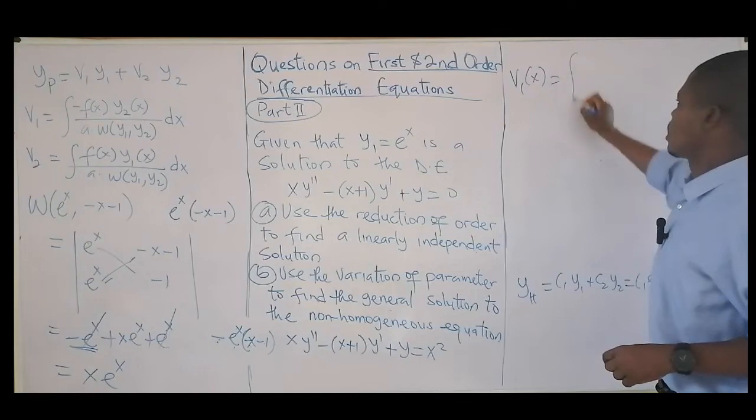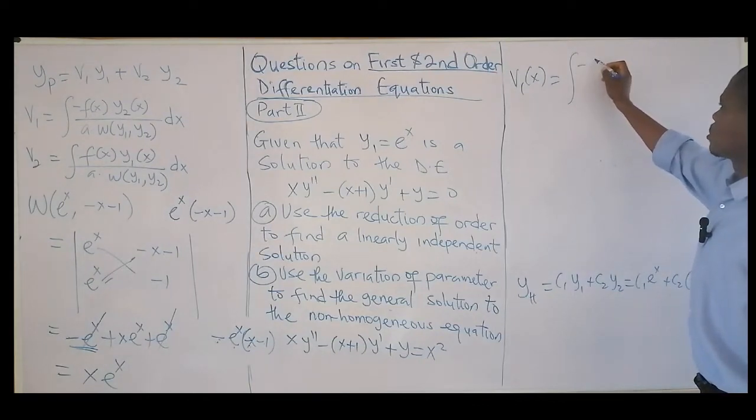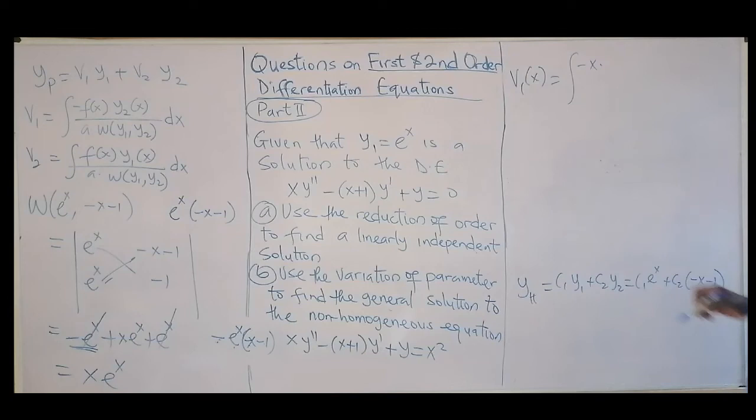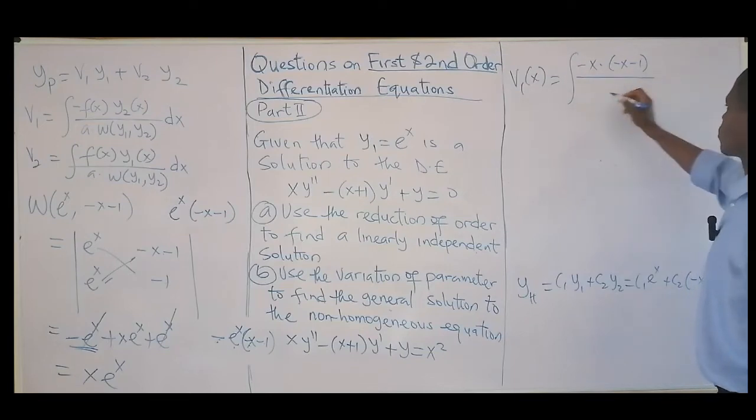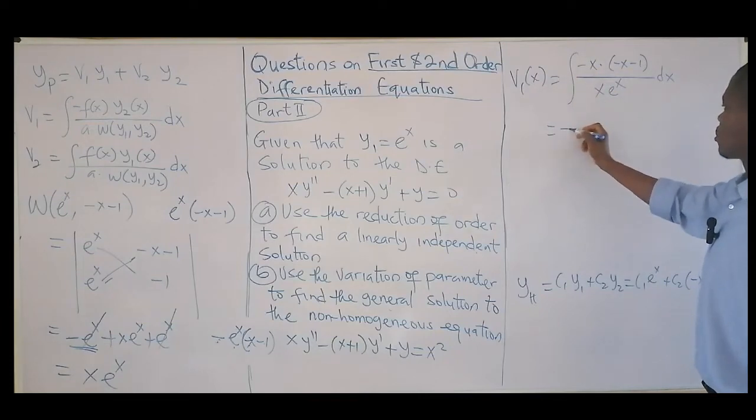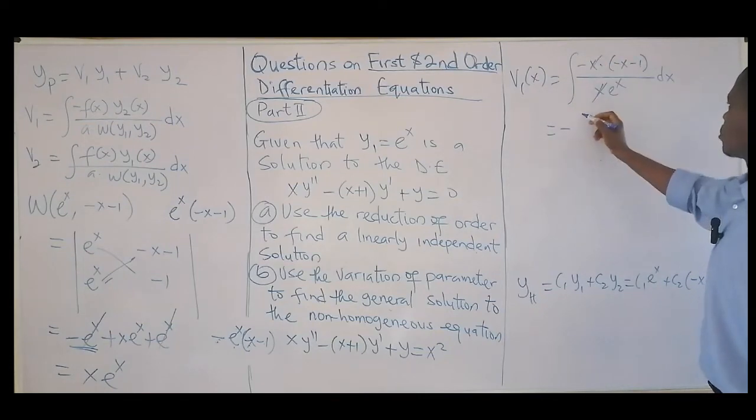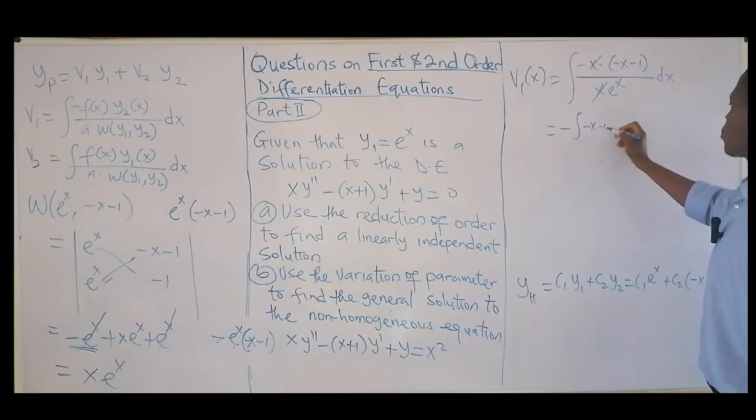v1 is what? Minus f of x, okay, minus f of x is x e^(-x)... y2 is what? Minus x minus 1, okay, all over the Wronskian, which is just this. So we can take this minus outside, and this one will cancel out, and that will be what? Integral of minus x minus 1 e^(-x) dx.